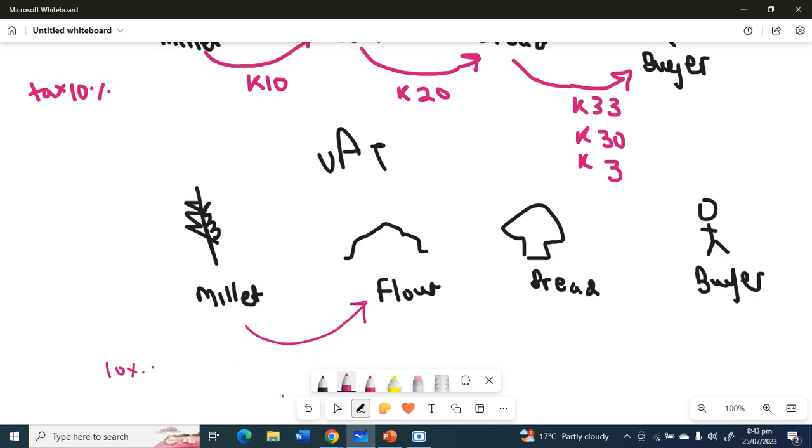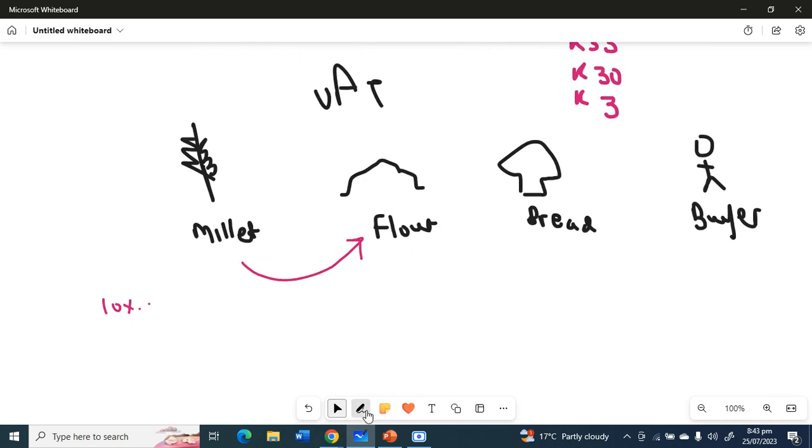So the farmer is going to charge the miller 11 kwacha. 10 kwacha he is going to keep, 1 kwacha goes to the government.